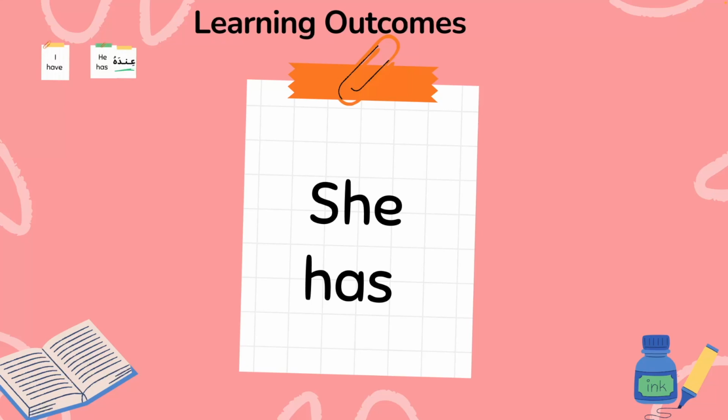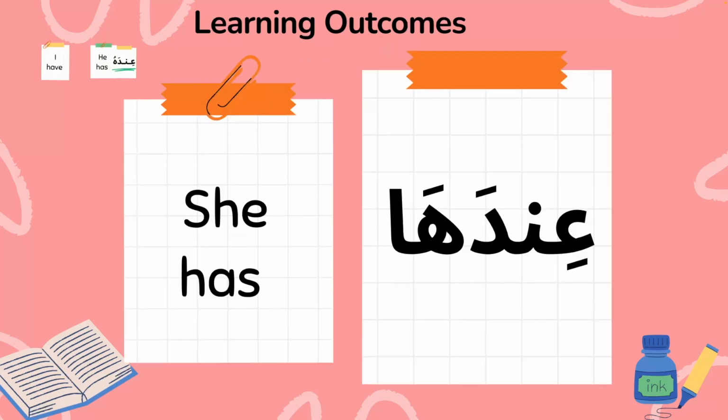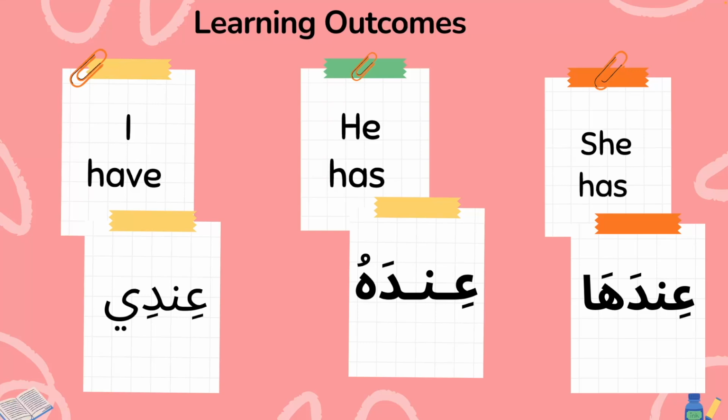Now she has. How to say she has in Arabic? Indaha. Come on, spell. In. Da. Ha. Indaha. Very good. One more time. I have means indi, he has means indahu, and she has means indaha. Very good.